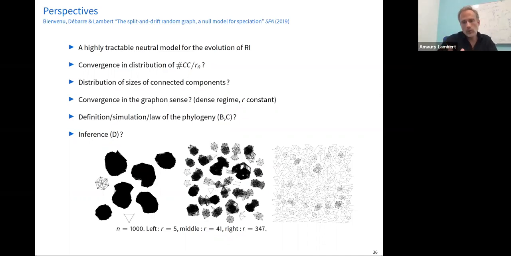So what I showed here on this picture is really the stationary state of the graph. But these connected components have some evolutionary history. They are really related by a phylogeny, a genealogy, and this is something I would like also to study.